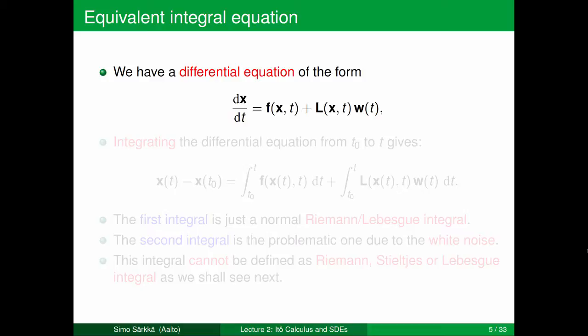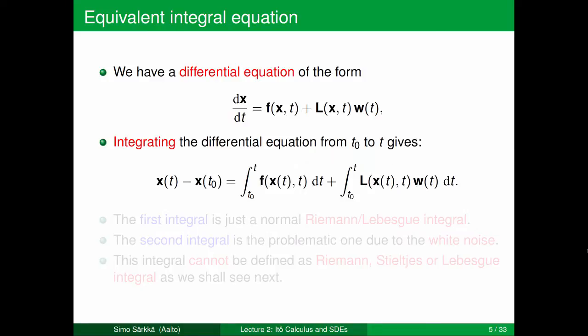Let's now take a bit closer look at our stochastic differential equation. What we have is that the time derivative of x is equal to some function f of x and t plus some matrix L, which is a function of x and t, and it multiplies the white noise w of t. Let's now formally integrate the differential equation from t0 to t. This gives x of t minus x of t0 is equal to the integral of f(x, t) dt plus the integral of L times w dt.